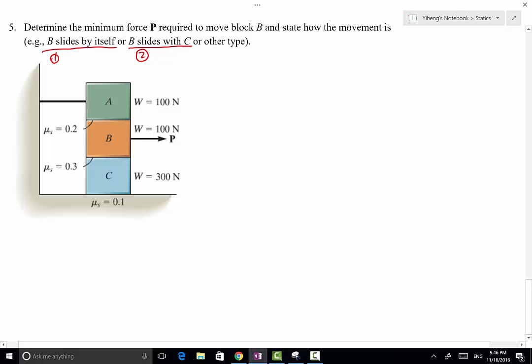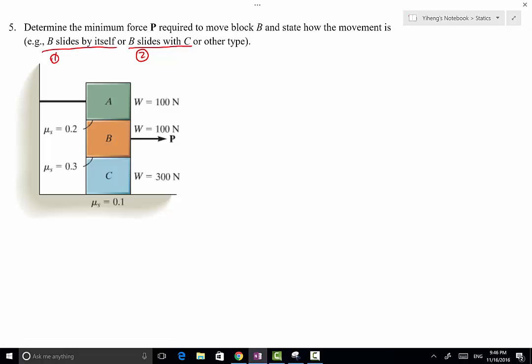It's not likely that any of these boxes will tip over. A clue will be you are not given any dimensions. If you need to consider tipping over, you have to have dimensions to work with. So in this case, we can neglect any other type of motion.